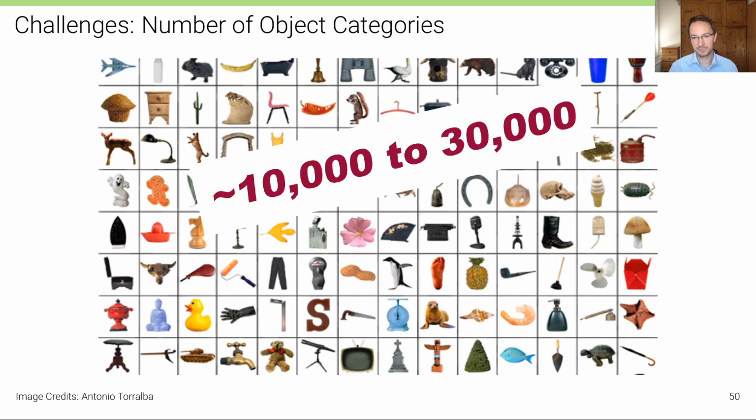That's very challenging. And then also the sheer number of object categories in the world that exist and can be named is very large, and that makes this problem very challenging. It's estimated that there are between 10,000 and 30,000 high-level object categories, and there are of course many more if you go more fine-grained.